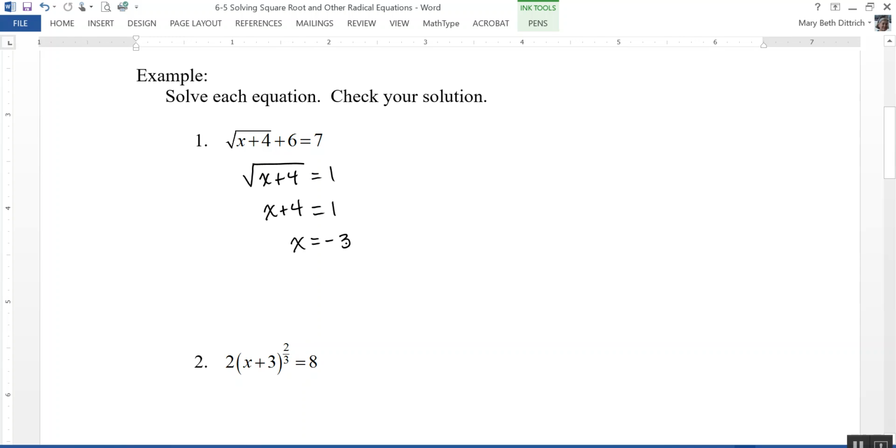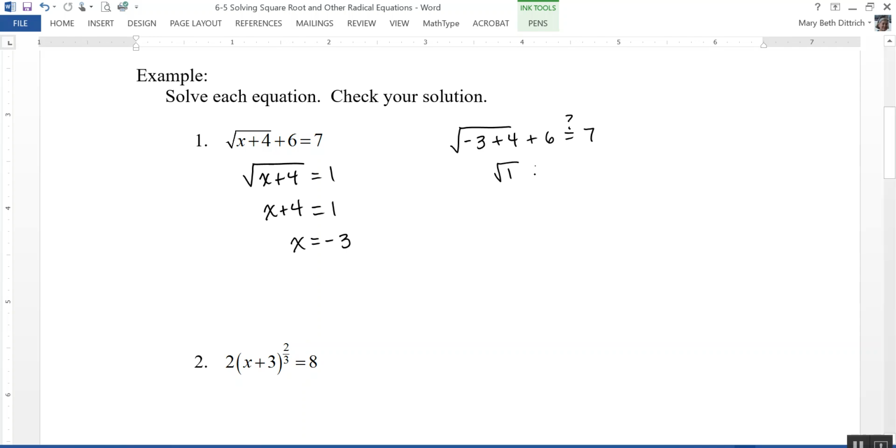Now I need to check this, and in order to do that, I'm going to plug in negative 3 for x into the original equation. None of the steps that I did, always the original equation. So is the square root of negative 3 plus 4, plus 6, equal to 7? And remember that when you're checking, you don't add or subtract on either side of the equation. You just PEMDAS each side.